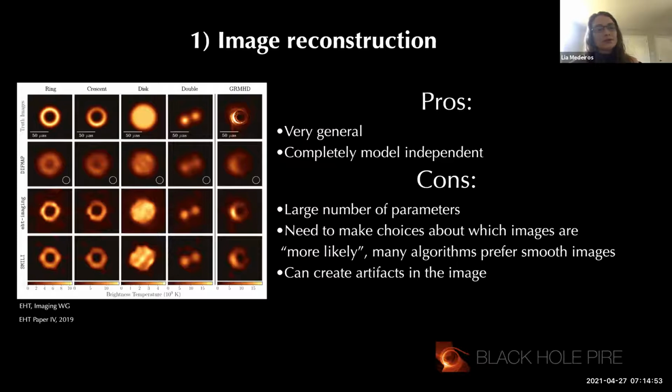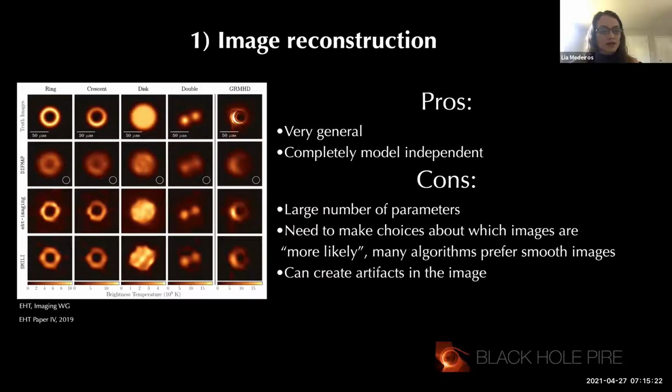And so the figure that I'm showing you on the left here is meant to illustrate this last bullet point about these artifacts. And so this is a figure from paper 4 from the first EHT publications. And the top row is just showing you a few different geometric models. And we performed a simulated observation of these geometric models and then tried to reconstruct an image from those simulated observations with the 3 different imaging algorithms that we used for those papers.